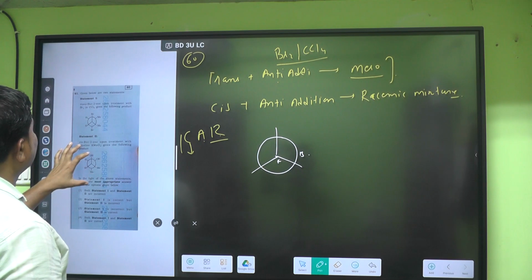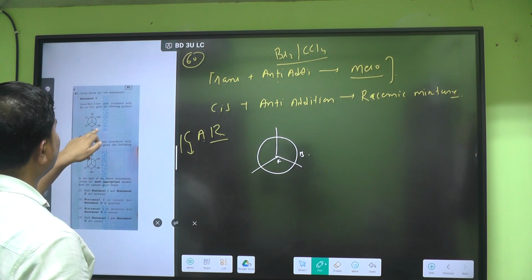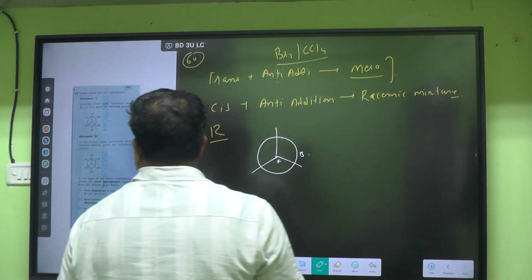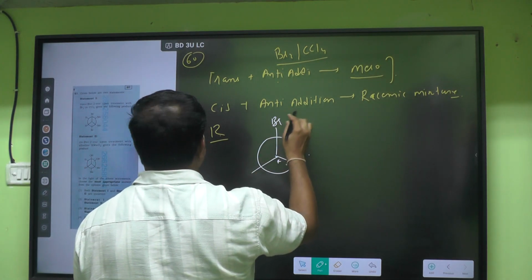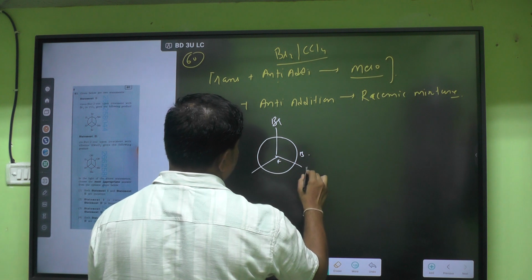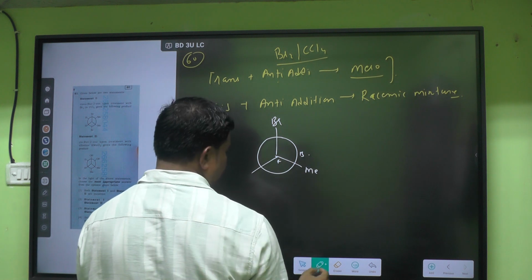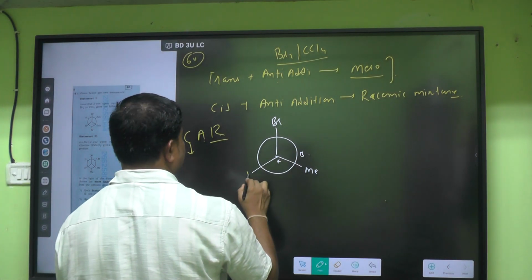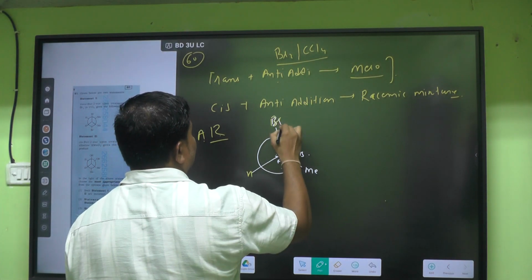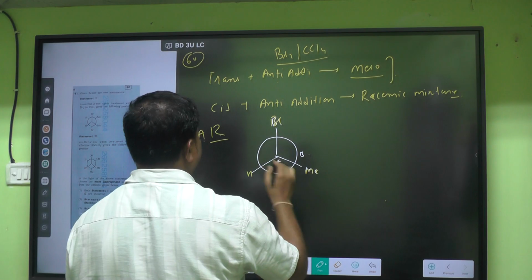Remember, here it is the front carbon, and it is the back carbon. Now it is Br. So, on the front carbon, what is present here? A Br group is present here, and a methyl group is here. Br, methyl and hydrogen are present on the front carbon.